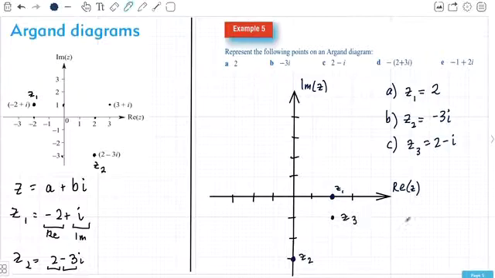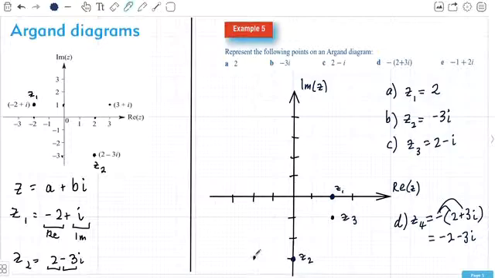So that's Z3. For D, which is Z4, you can see that you've got a negative outside the bracket. It's a good idea here to actually expand your bracket out. So expand the negative across both terms so you can see more clearly where that will sit. So Z4 will be at -2 and down -3, so it will be there. That's Z4. And the last one that we've got, E, is Z5, -1 plus 2i. Now if you look in the textbook, -1, which is there, plus 2i, so it's up there.